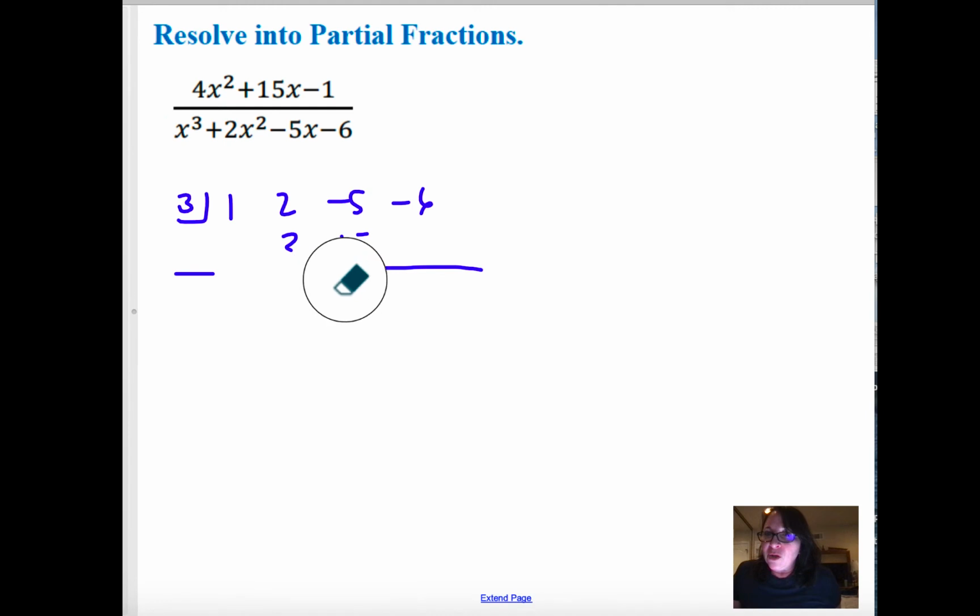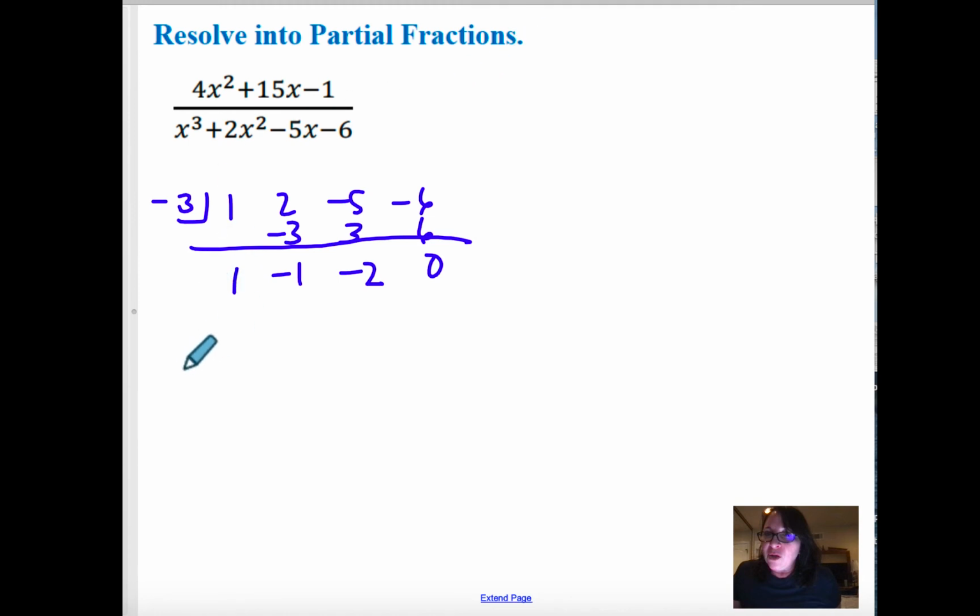Let's try a negative 3. Okay. Negative 3. So we get 1, negative 3, negative 1, 3, negative 2, 6, 0. Right. Of course. And so negative 3 worked. And so what that means is that x plus 3 times this stuff here, which is 1x squared minus 1x minus 2, equals 0. See this? Coefficients. So that's that value on the bottom. So I'm going to lose this.